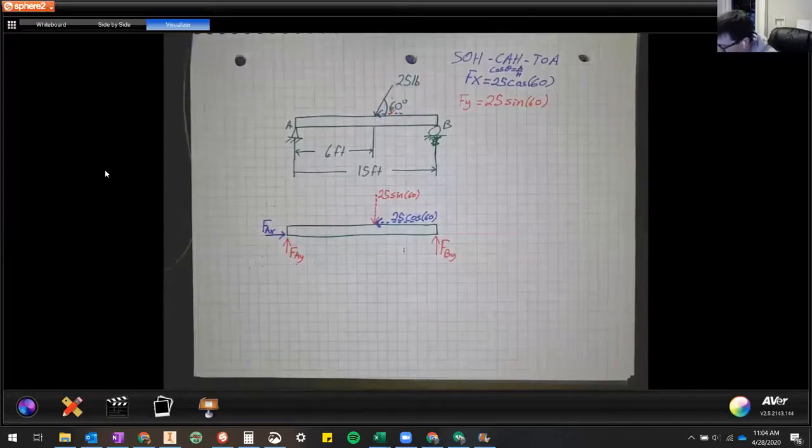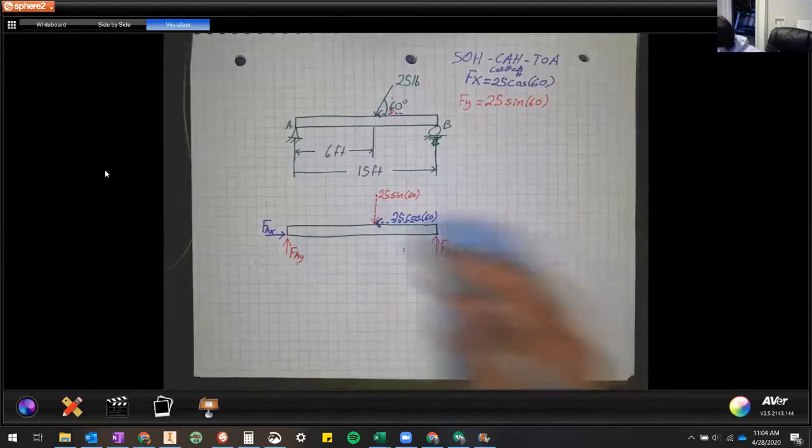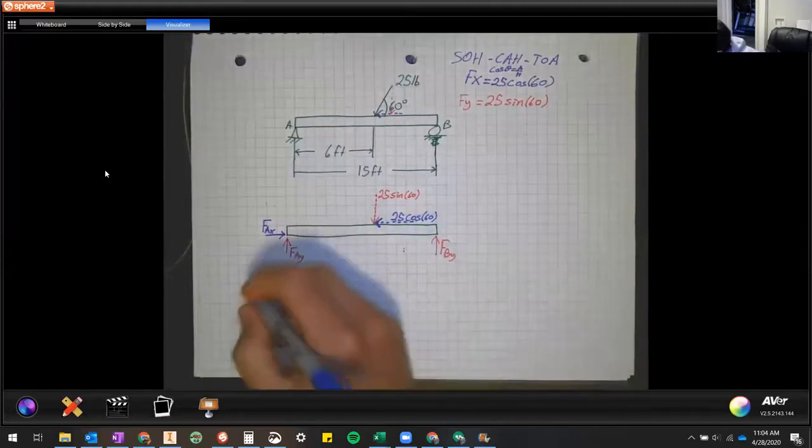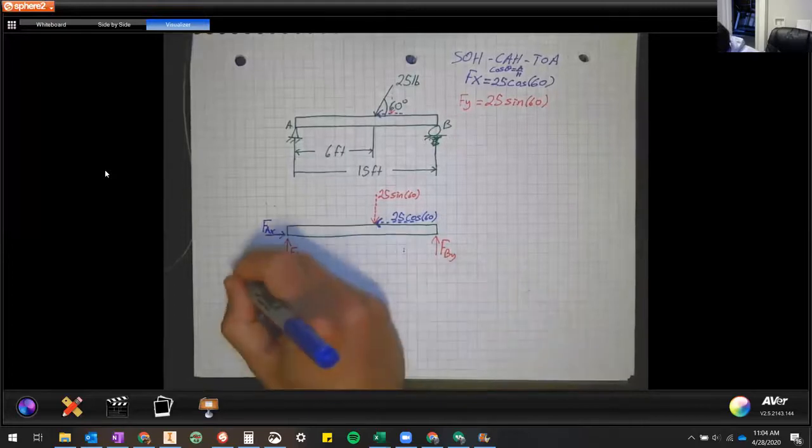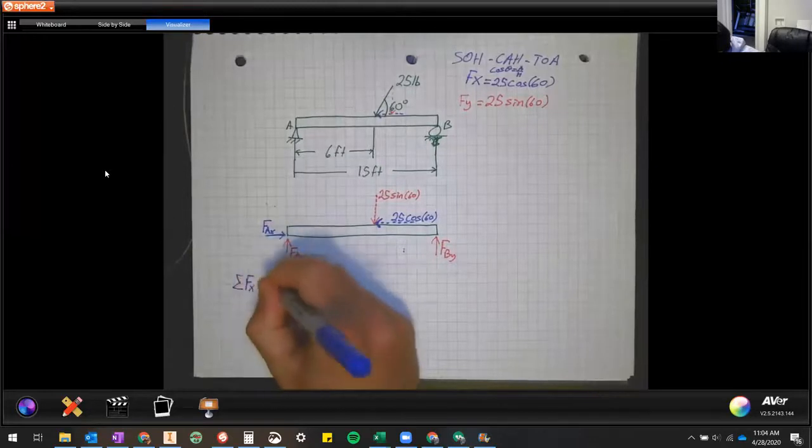Okay, so now I have my free body diagram, I can write down my equations of equilibrium. So I say sum of all the forces in the x direction have to be equal to 0.